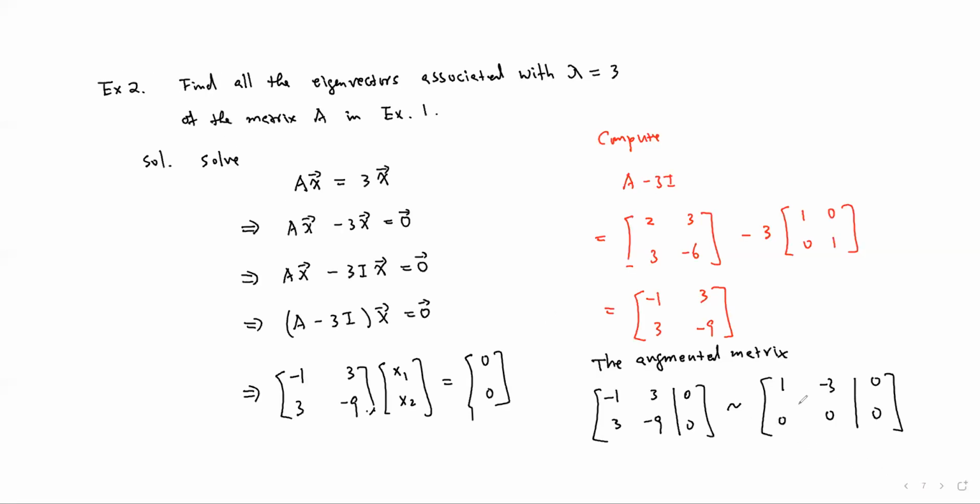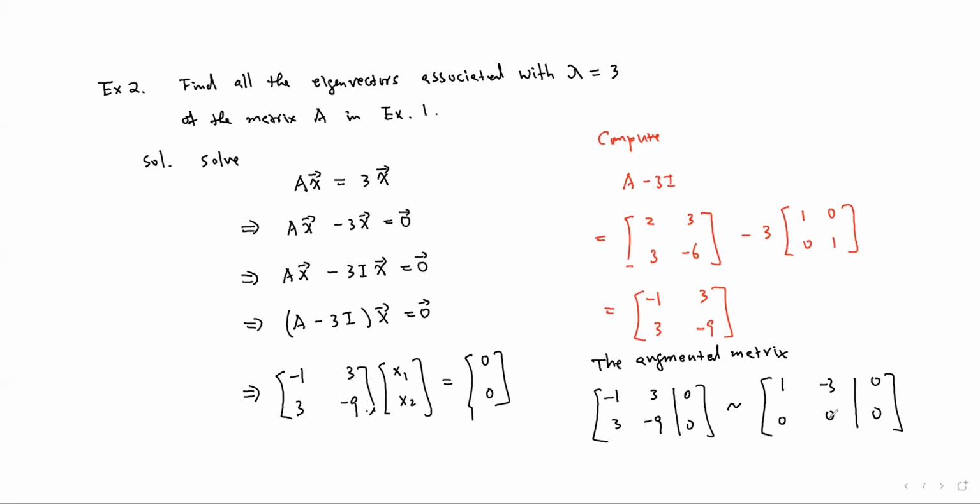The first row, it is 1 times x1 plus -3 times x2. x2 is a free variable. Yeah, first equation. Second equation, 0 is equal to 0.